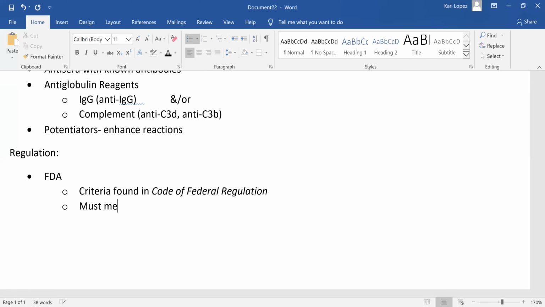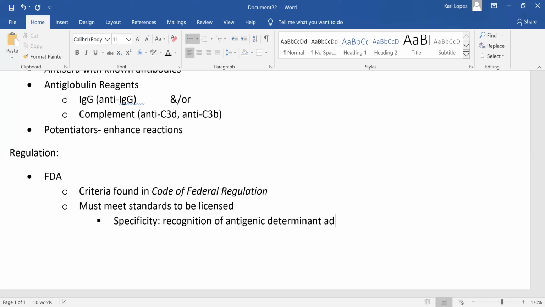All the reagents must meet standards and license. And examples of these standards are specificity and potency. So your specificity is going to be whether the reagent can recognize the antigenic determinant and the corresponding antibody. So recognition of antigenic determinant and corresponding antibody.